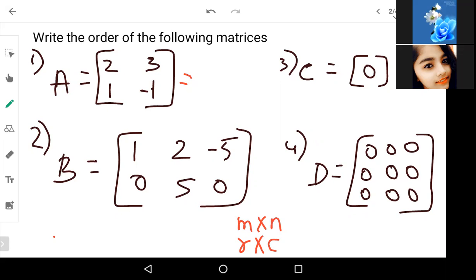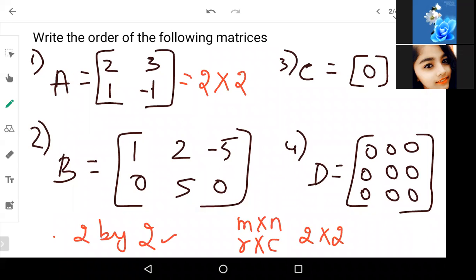Now how many rows do we have in this A matrix? We have 2 rows, correct, Anusha. We have 2 rows and 2 columns. We can either call this a 2 into 2 matrix, or it is also called a 2 by 2 matrix. This is one form of calling the matrix, or you can just call it a 2 into 2 matrix.